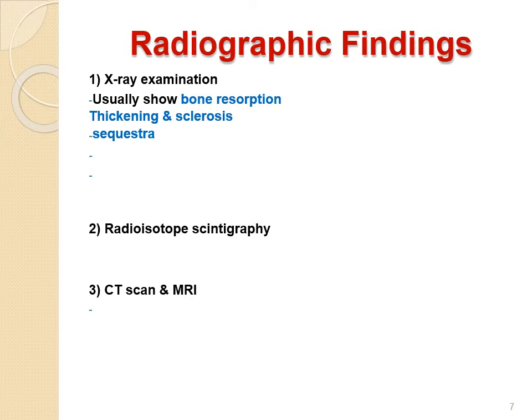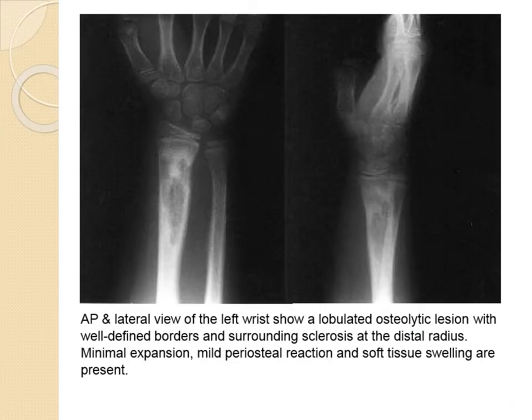Now coming to the radiologic findings, the X-ray examination usually shows bone resorption, thickening and sclerosis of the sequestrum and involucrum. There is radioisotope scintigraphy, and the investigation of choice is CT scan and MRI.